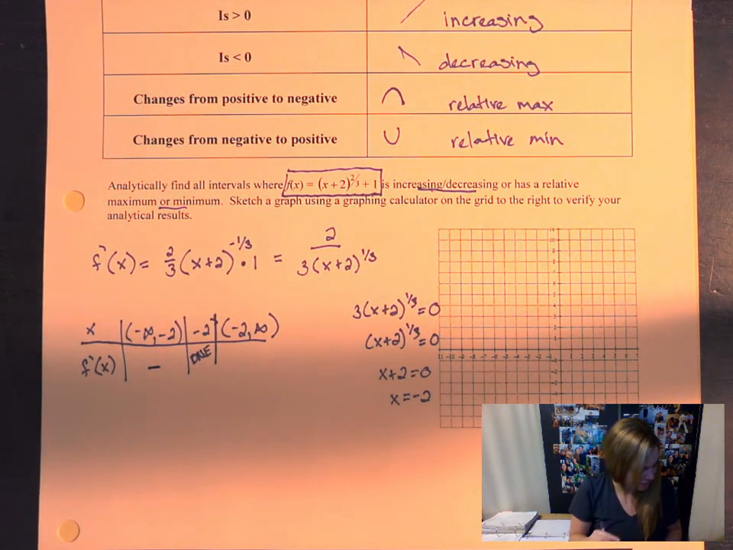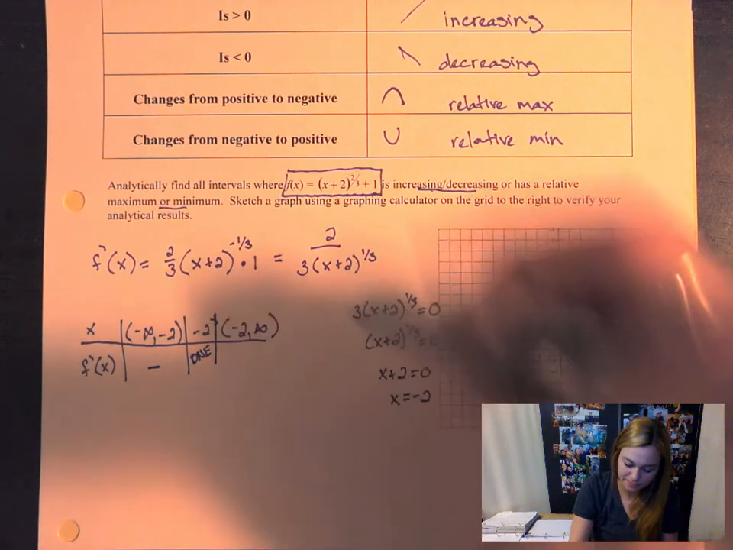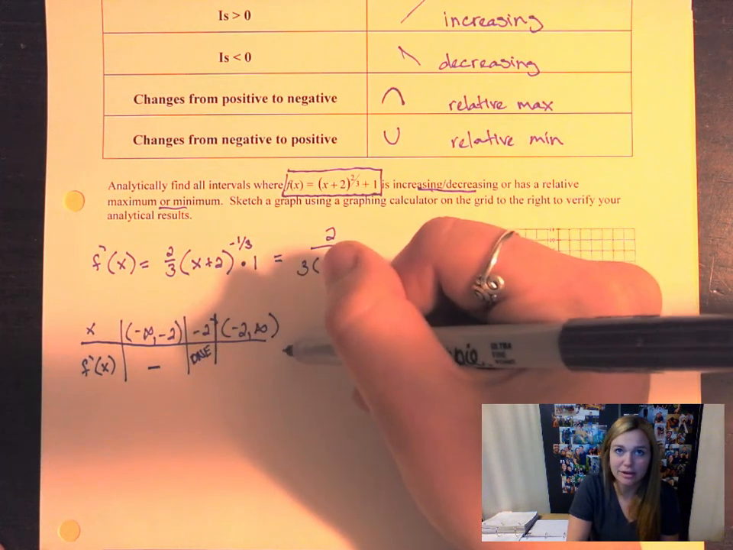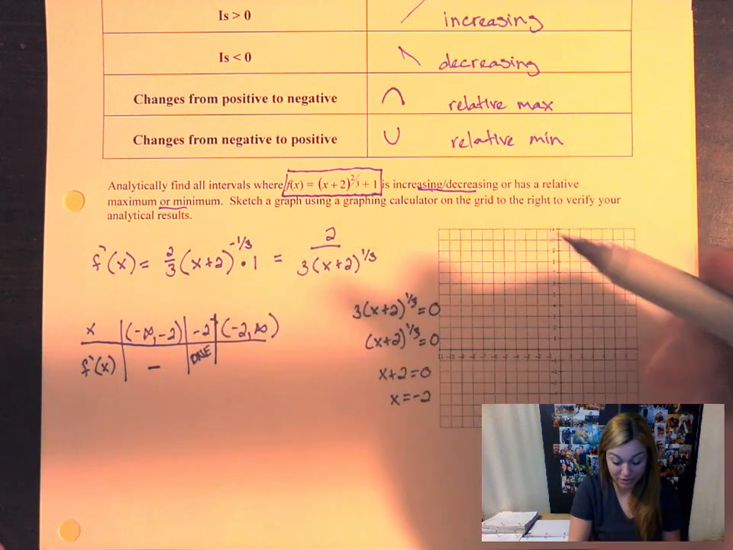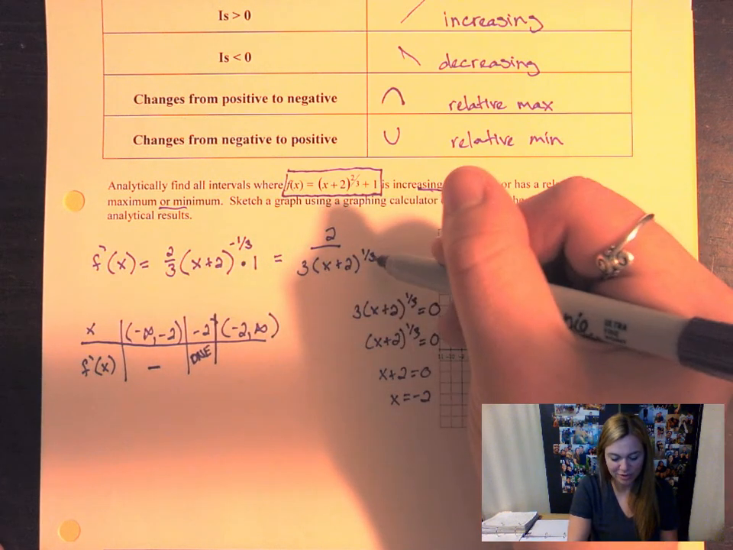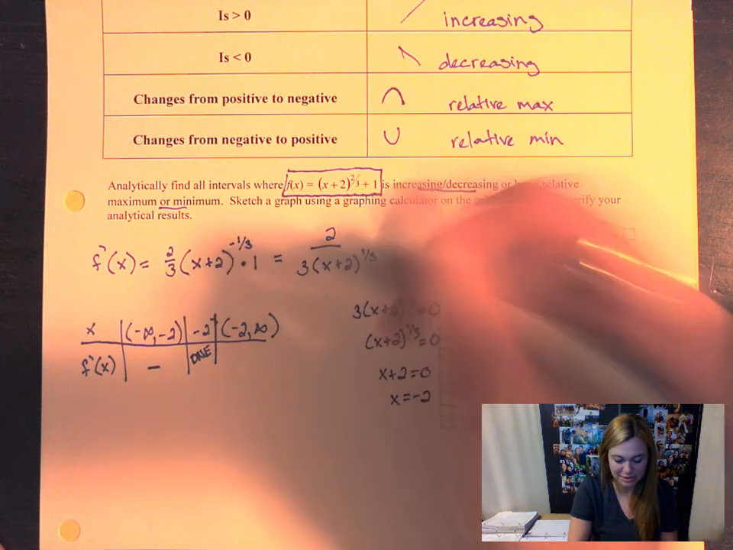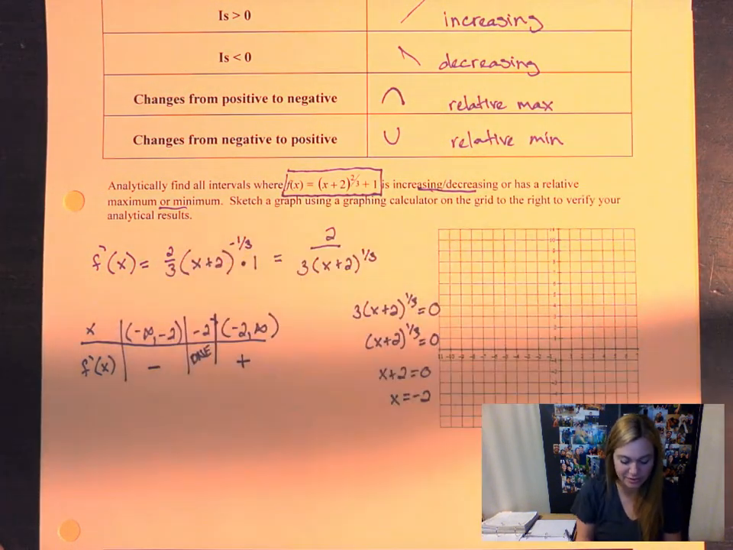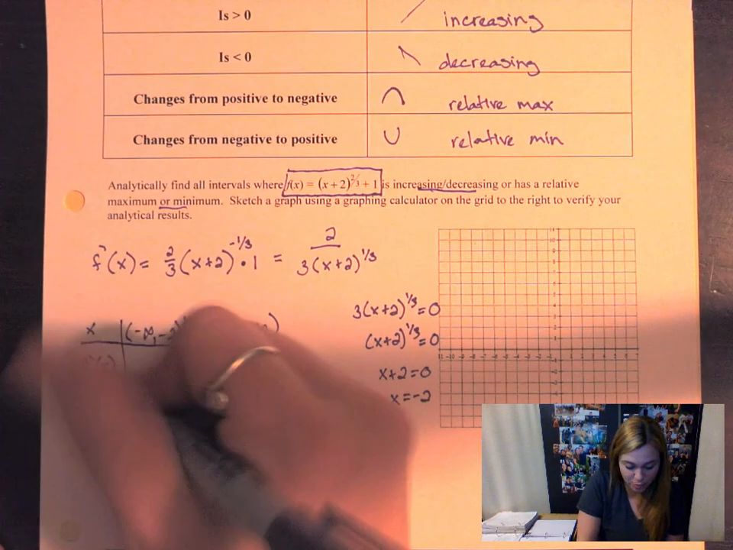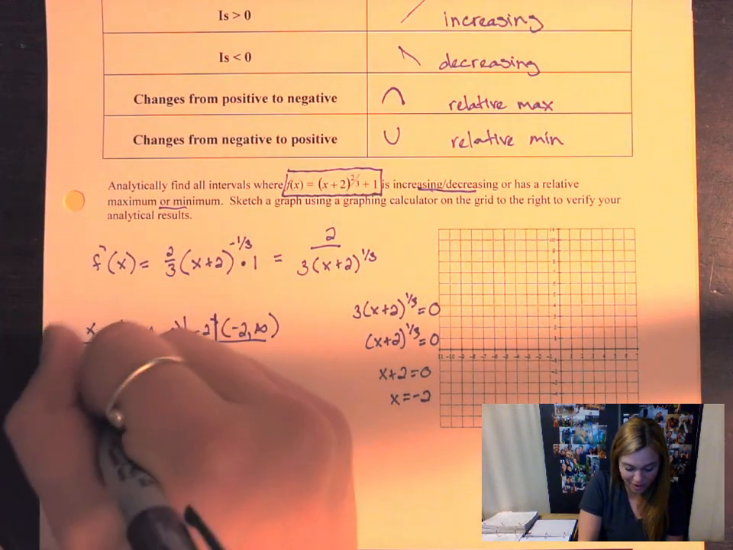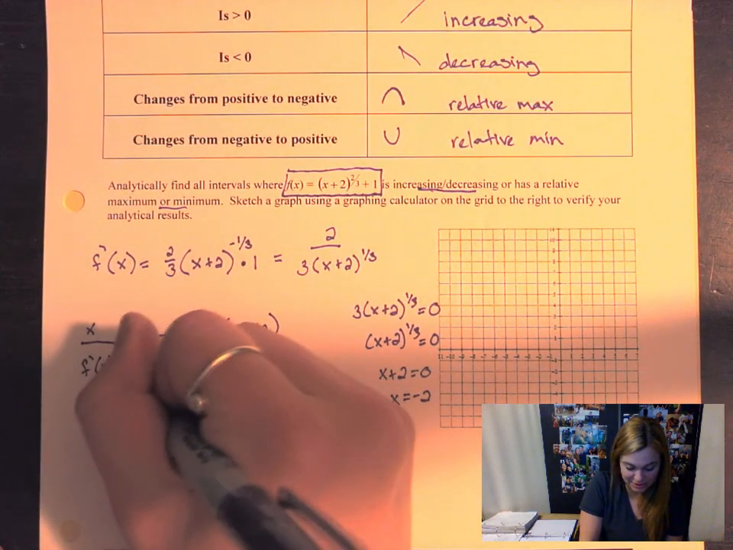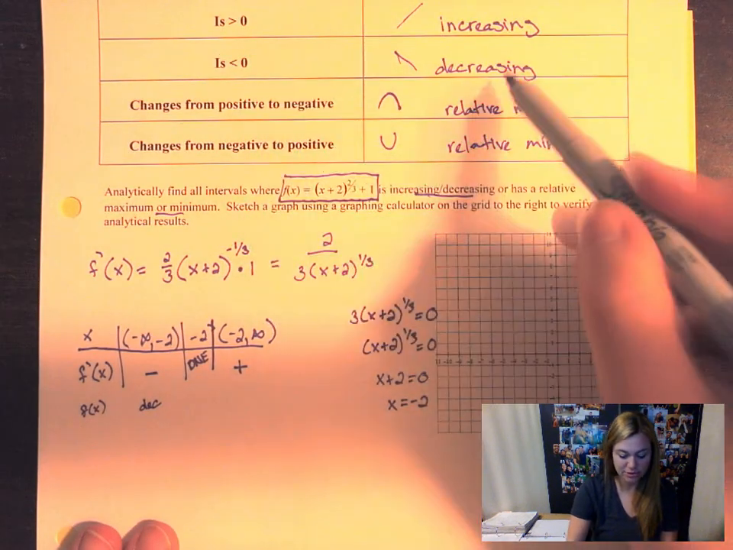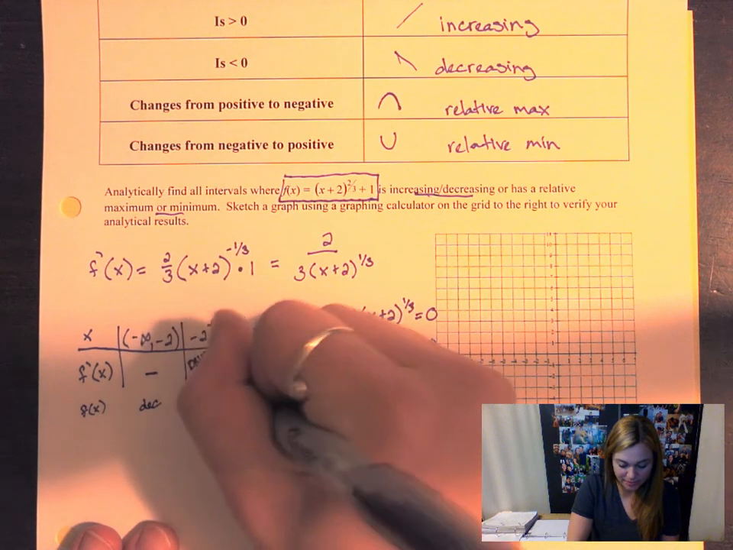For negative 2 to positive infinity, my favorite number in there is 3. 3 plus 2 is 5, to the 1/3 power is still going to be positive, times 3 is still going to be positive. The numerator in all this is positive, so positive divided by positive is positive. That means with f prime of x that I know f of x is decreasing, and you can look back up here and say, well, f prime is less than 0, decreasing, and then increasing.